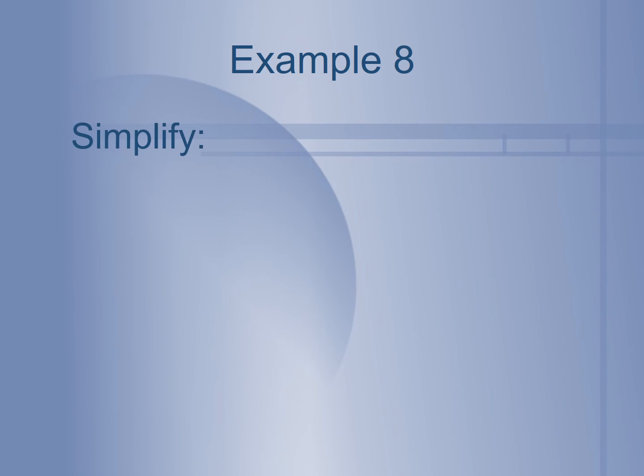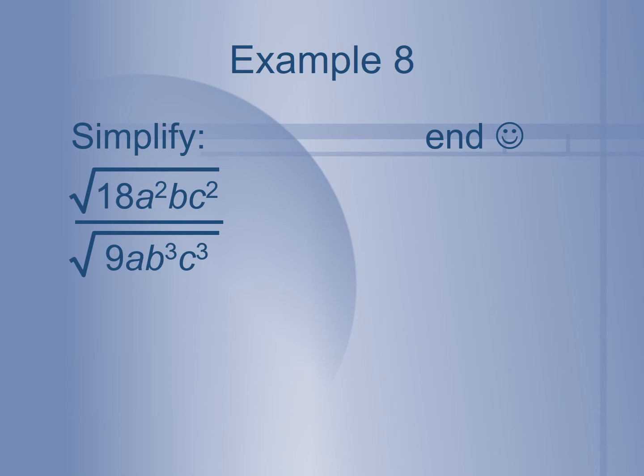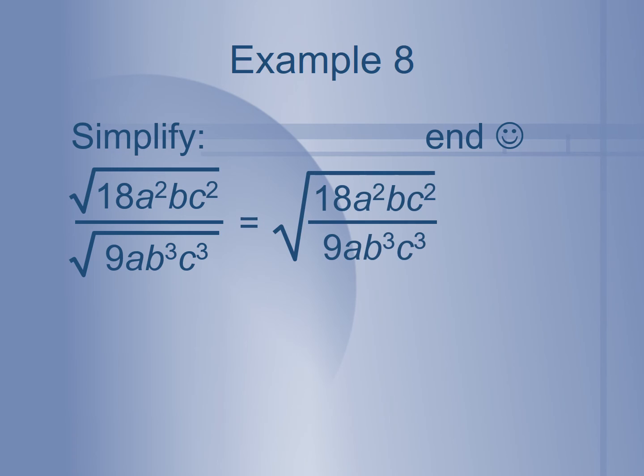All right, last example. We have the square root of 18a squared bc squared over the square root of 9ab cubed c cubed. So first thing we want to do is rewrite that as one fraction using our quotient property of radicals. Then we'll simplify. 9 goes into 18 twice. This a will cancel one of those a's, leaving us an a in the numerator. This b will cancel one of these b's down here, leaving us a b squared in the denominator. These 2 c's will cancel 2 of these c's, leaving us a c in the denominator.